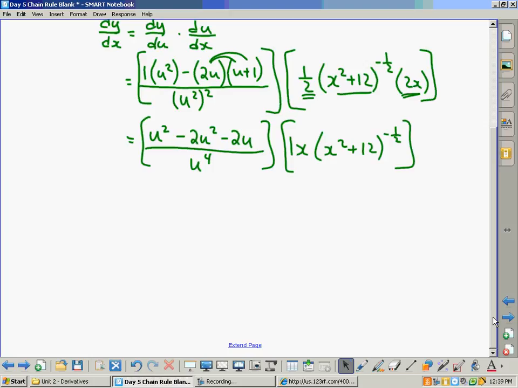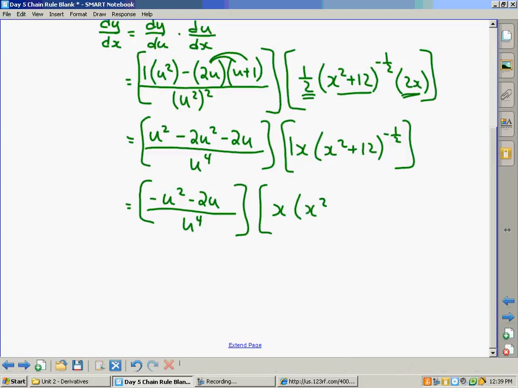Now we could collect like terms and have your u up there. That'd be fine. I think it'd probably be easiest. Anytime we can simplify, we should. So we've got, this would be negative u squared minus 2u all over u to the power of 4. This side, there's really not much more else I can do except for rewrite it.